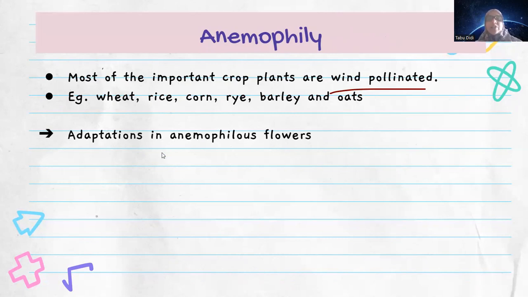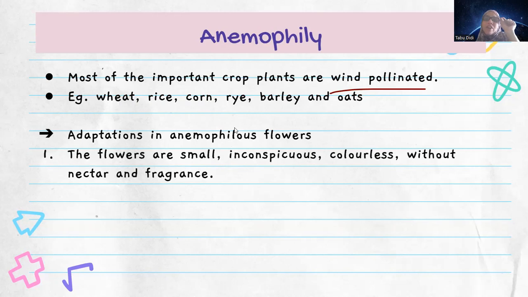abiotic agent. So what we are going to do is define the particular type of pollination and the characteristics of those flowers. So plants which carry out pollination through wind, how will their flowers look? Their flowers will be small.